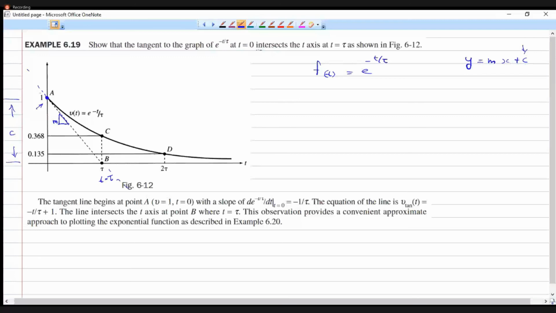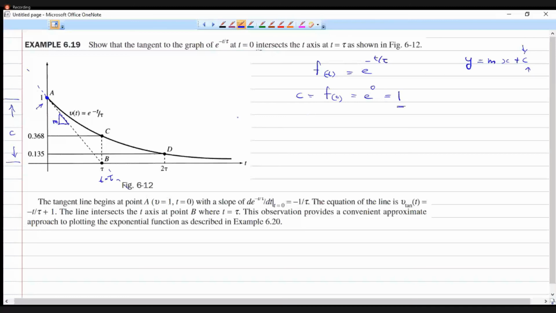In order to find the y-intercept, this is where the line crosses the y-axis. So it is at the point when t is equal to 0. So c is equal to f of 0, which is equal to e power 0, which is equal to 1. So we got the value of c to be substituted in the equation.